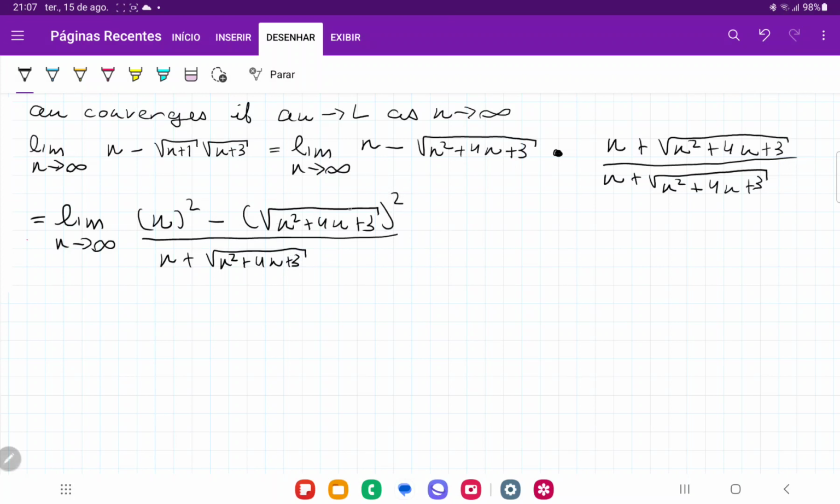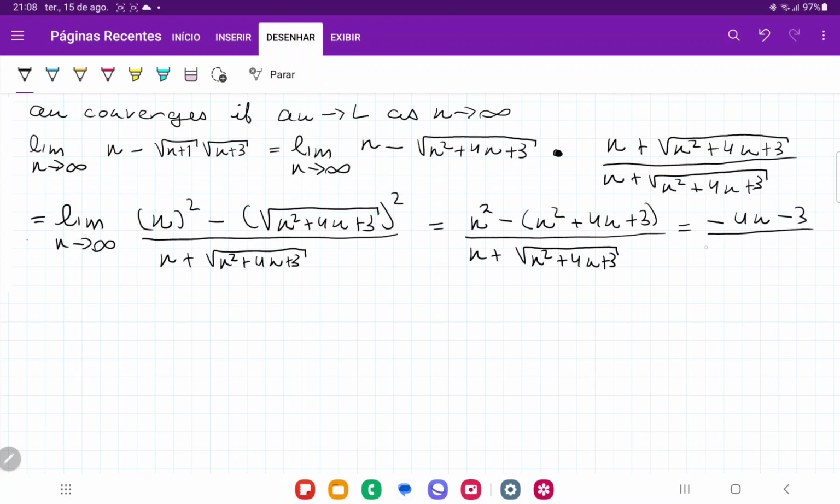So this square and that root cancel out. So this is equal to n squared minus n squared plus 4n plus 3, all over n plus the square root of n squared plus 4n plus 3. Okay. And then when we do this, this simplifies, so the n squared disappears. So that is going to be minus 4n and then minus 3 over n plus the square root of n squared plus 4n plus 3. Okay. And remember that we're taking the limit of this, right?